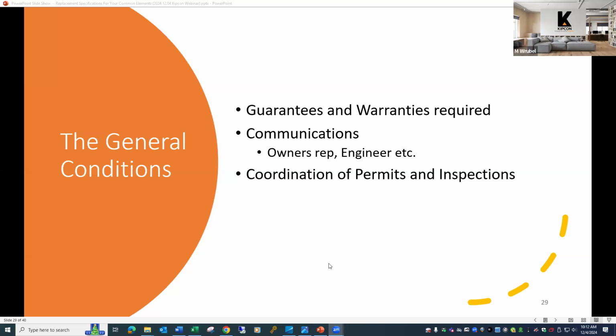There's also, for certain types of projects, inspections by the municipality or by the manufacturer's representative that are required. And the general conditions should spell out very clearly who is responsible to coordinate those. This becomes very important during installation of certain types of roofing materials, in that the manufacturer's rep needs to do some inspections to certify that the materials were installed correctly and that the warranty is valid.